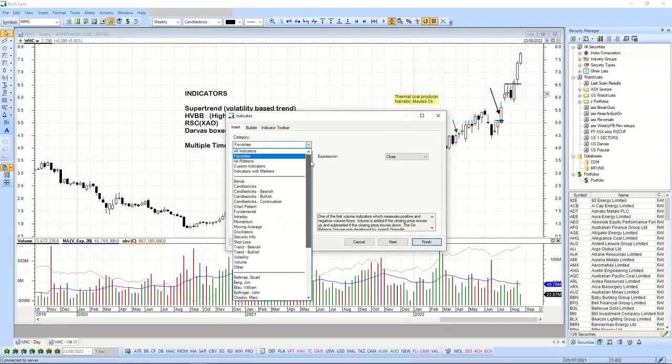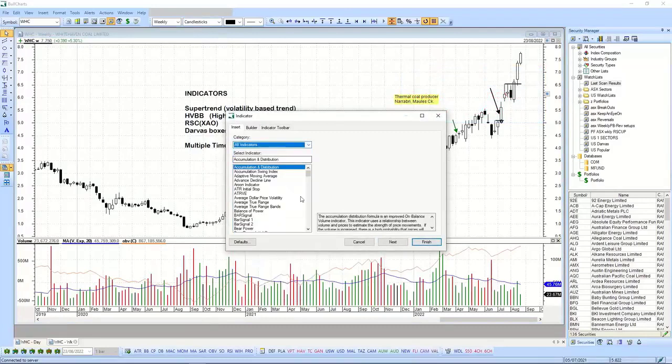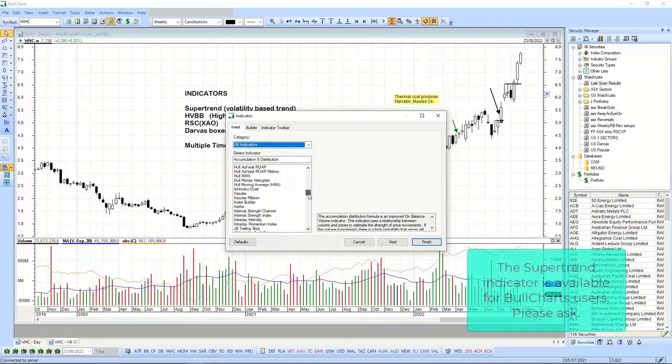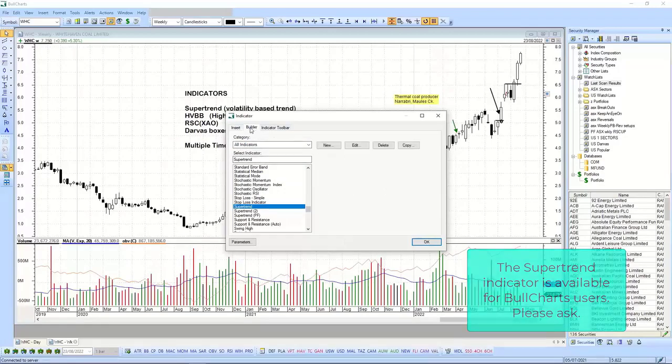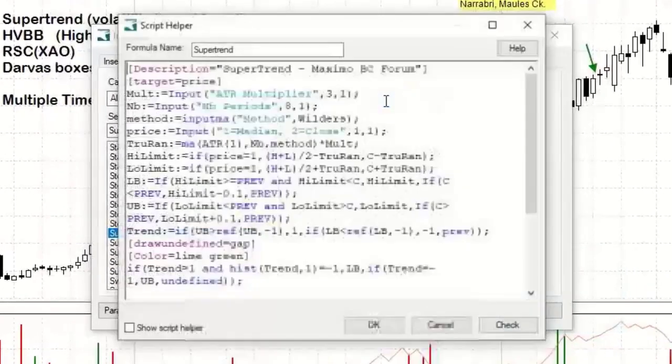Now, this Supertrend is not on this menu, the normal BullCharts menu. I picked up this Supertrend indicator from some code supplied by one of the BullCharts forum users, a very knowledgeable coder called Maximo. And you can see here, if I go to the builder, edit.